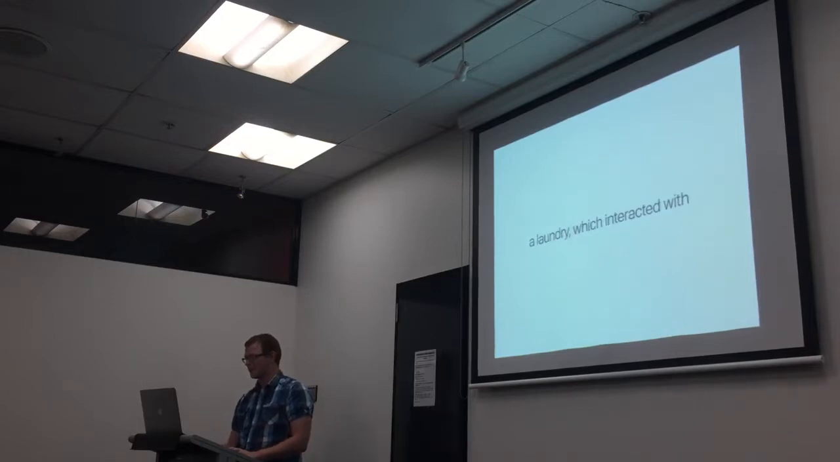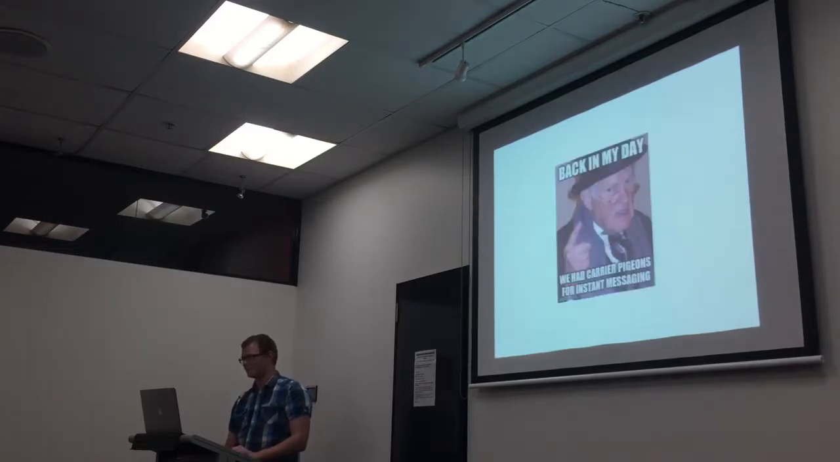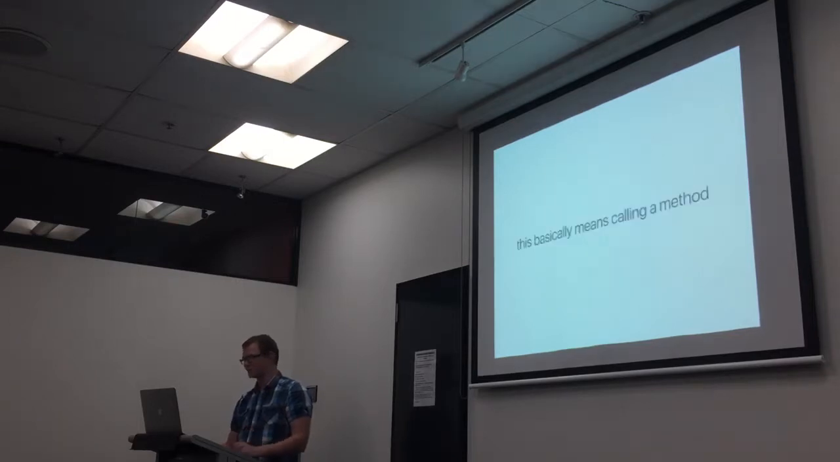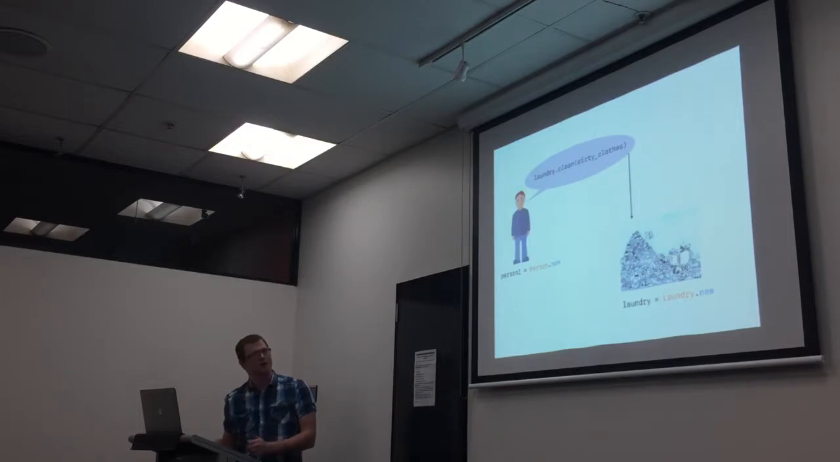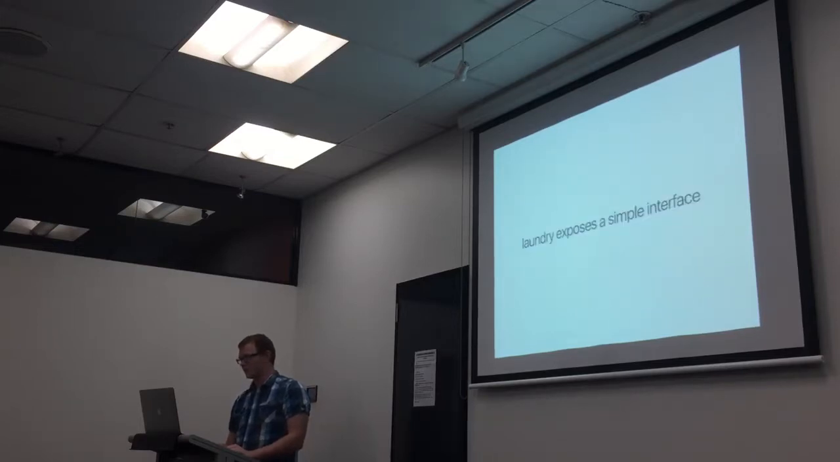So a person interacted with a laundry, which interacted with an Uber object, money object, and a business object in the last example. They communicated by passing messages, not using carrier pigeons. That basically means calling a method. So for example, we have the person, they called the laundry object and said, clean my dirty clothes, dirty clothes being another object. So laundry exposed a simple interface called clean, and it takes dirty clothes as an object or an argument. The person knows about this and calls this method to get clean clothes without knowing how that actually happens.